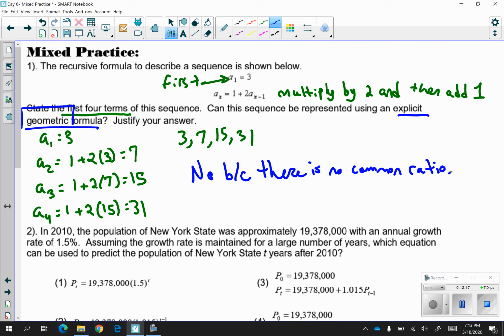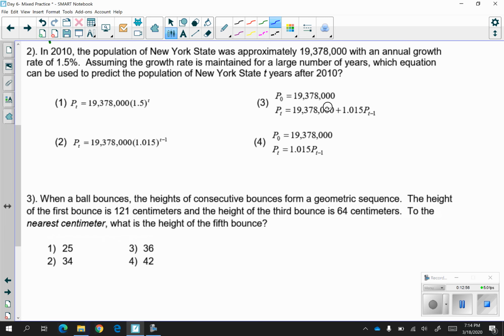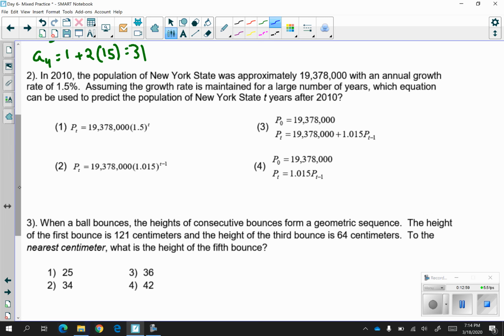Looking at the next problem, we have in 2010, the population of New York State was approximately that much. Now, they're giving you the population of New York State at the very beginning, right? We're even talking about how many years later. We're talking about years after 2010, which means 2010 is your 0 time. So this number right here is a sub 0, your initial term, not a sub 1.